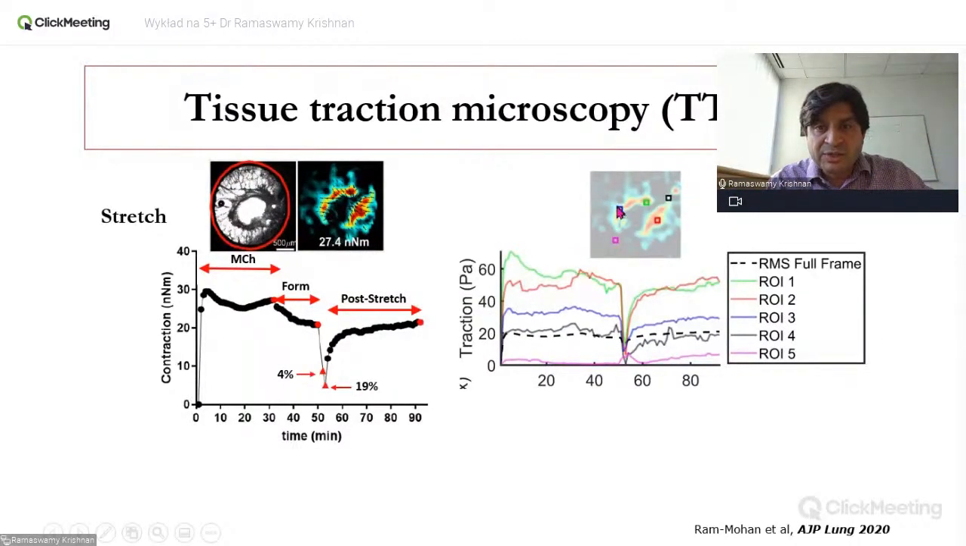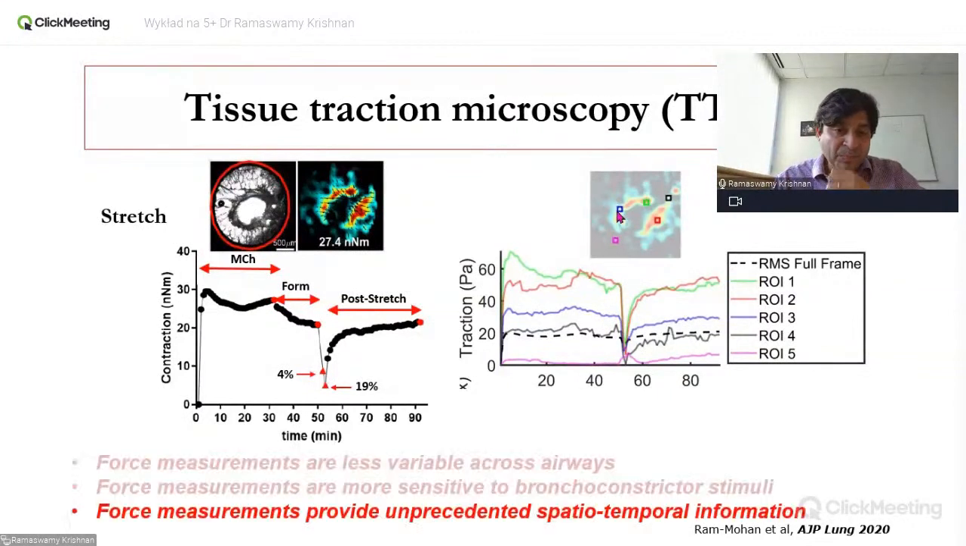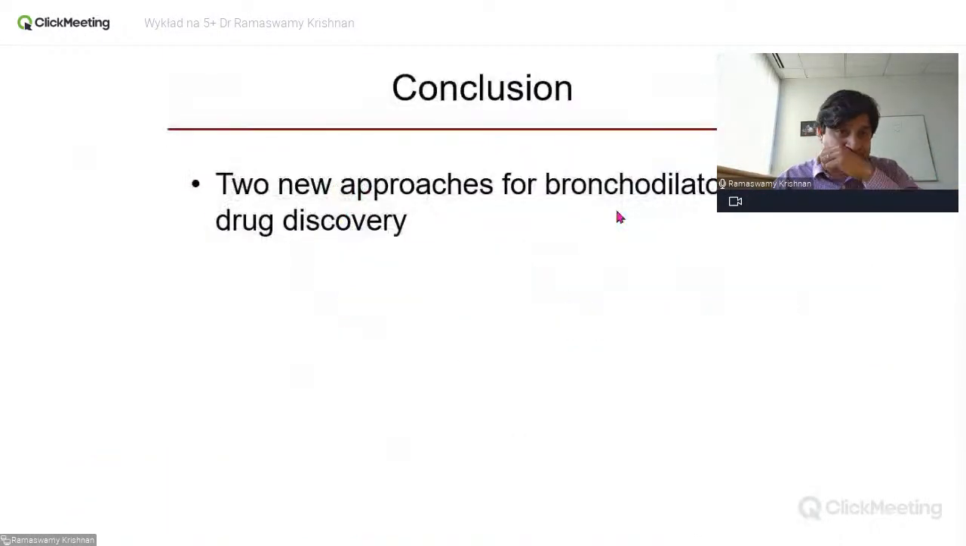We can zoom in on these hot spots and then study simultaneously structure and biochemistry. What's there in that local area smooth muscle region that is causing it to hypercontract? So this method then has this ability to both spatially and temporally resolve forces.